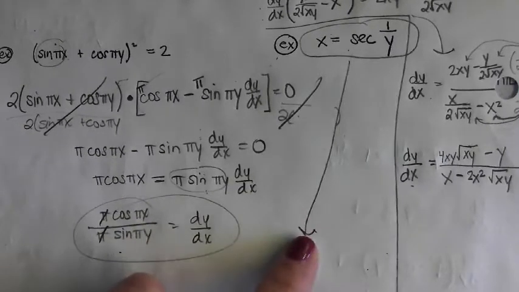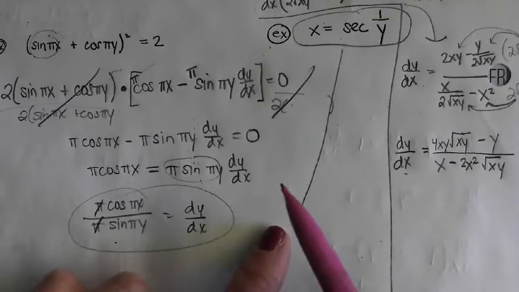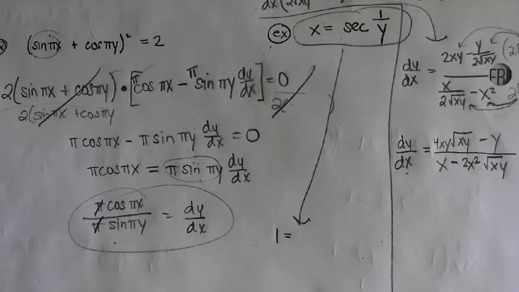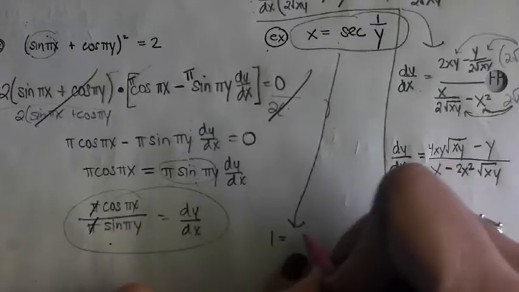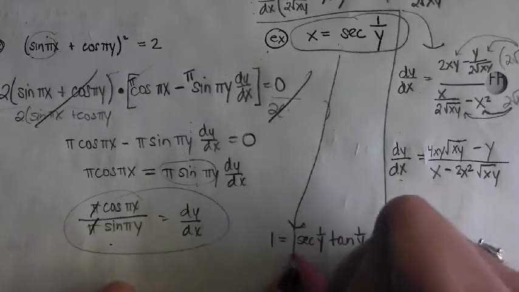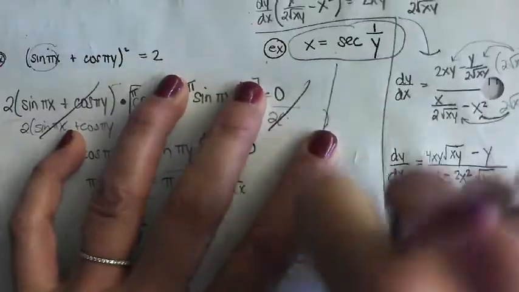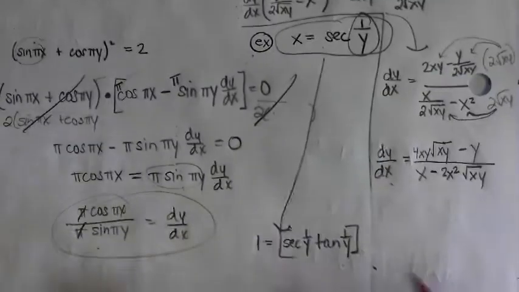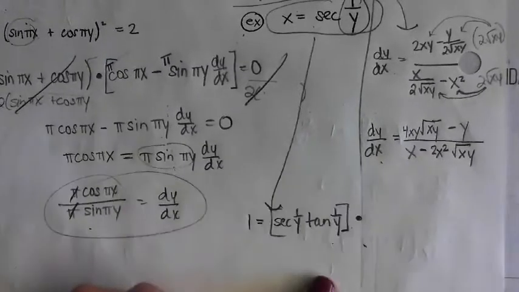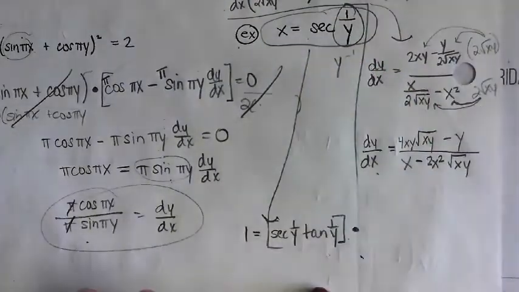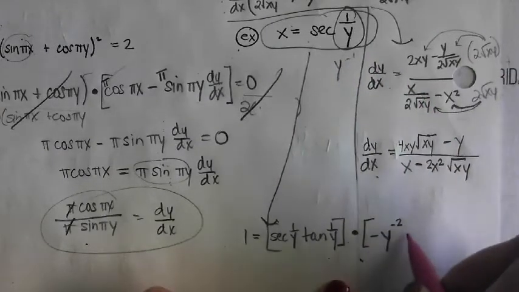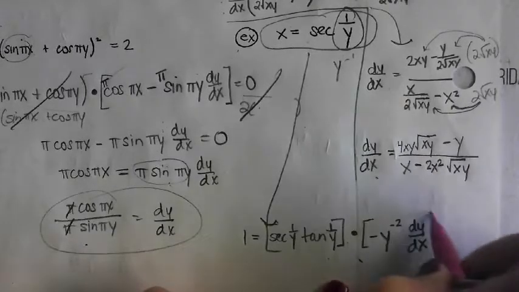Derivative of x is just 1. Derivative of secant is secant tan. So secant 1 over y, tan of 1 over y. But then we have to multiply that by the derivative of what's inside, which is the 1 over y. Or you could say that that's y to the negative first if you want. Y to the negative first. So the derivative of that would be negative y to the negative second dy/dx.